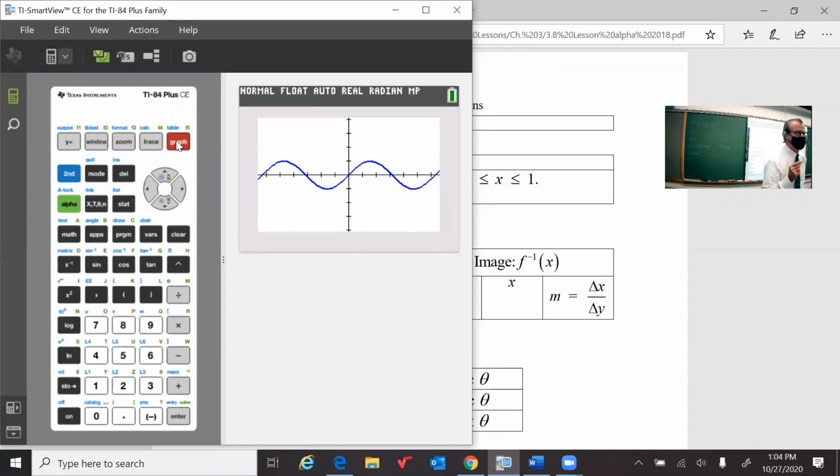The fact that the sine wave fails the horizontal line test is helping you anticipate that its inverse will fail the vertical line test. But if we limit the domain to just -pi/2 to pi/2, then the sine function is 1-to-1 and it passes the vertical line test and the horizontal line test.